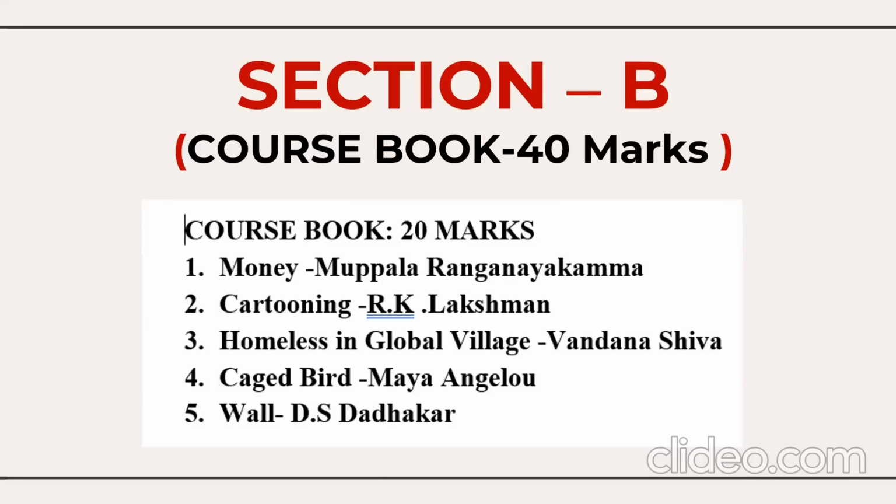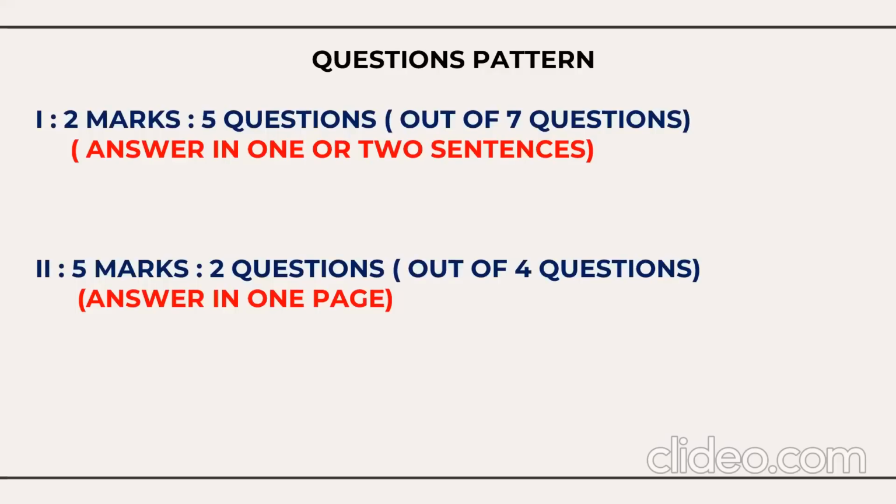Section A has the weightage for 40. Anyway, I have written here, you can see course book, 20 marks, 5 chapters: Money, Cartooning, Homeless in Global Village by Vandana Shiva, Caged Bird by Maya Angelou, and The Wall by D.S. Dadhakar. So course book Section B has a weightage of 20 marks, 40 marks for the workbook, 20 marks for the course book. Let's begin it now.